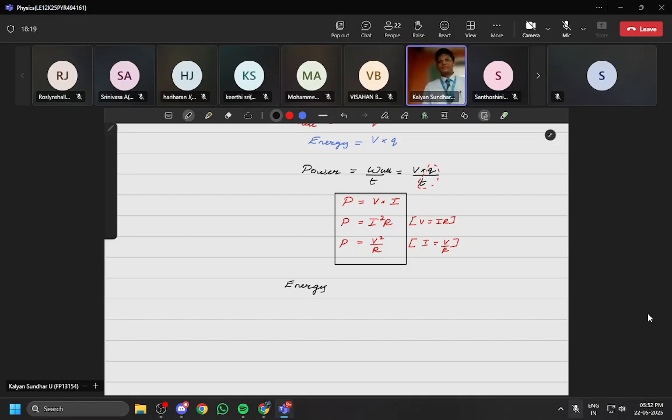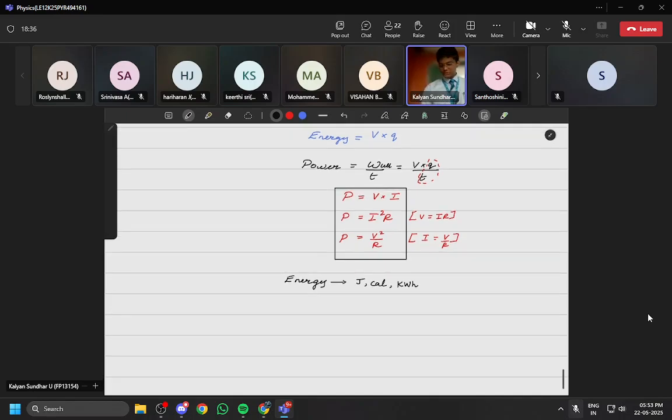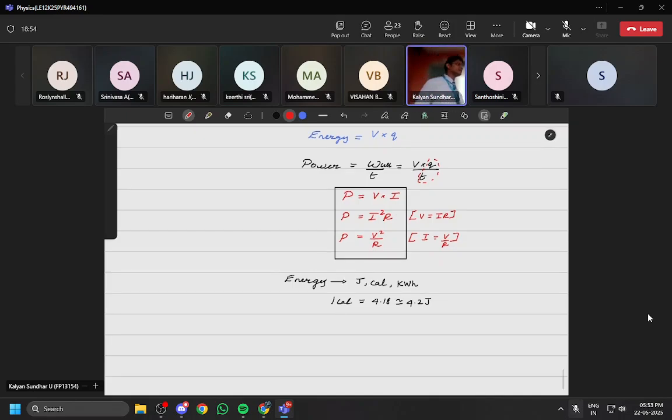And whatever the energy which has been lost, in terms of joule it can be, in your CGS unit calories it can be, or else kilowatt hour, right? And sometimes they will give calories and ask you to convert to joules. How much is 1 calorie in joules? 1 calorie is equal to 4.18, so we round off and write it as 4.2 joules. The conversion which we have seen in the last year.